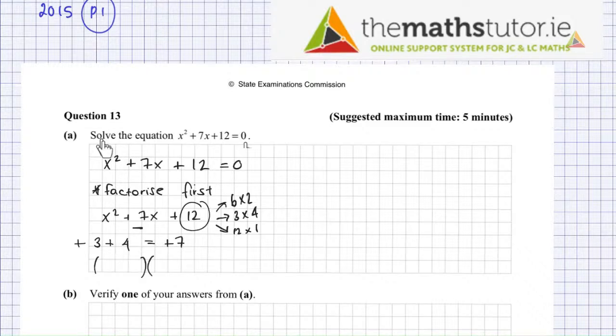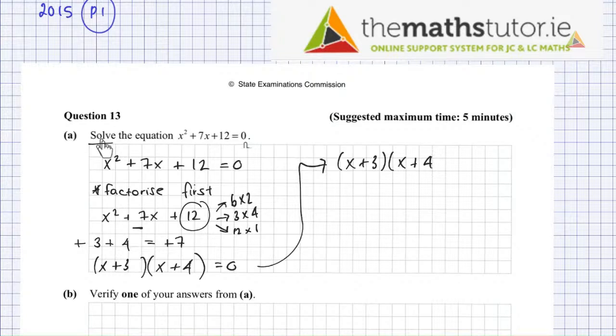So if we open up the brackets, x in the first, x in the second, we said plus 3 and plus 4, and we let that equal 0. Now we're not done yet because it says to solve. So we have x plus 3 by x plus 4 equals 0. So we're going to let both of these equal 0. So x plus 3 equals 0 and x plus 4 equals 0.